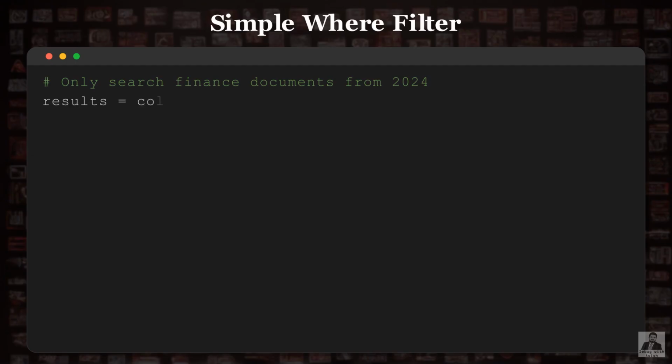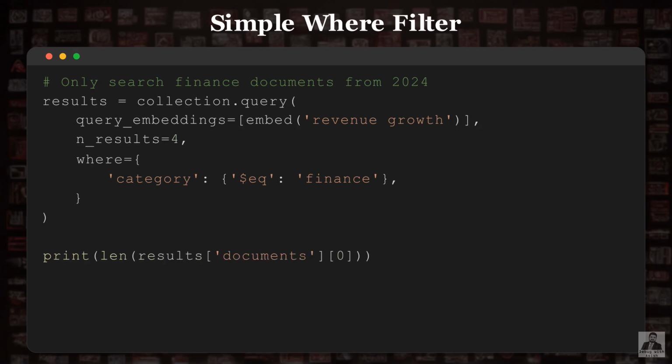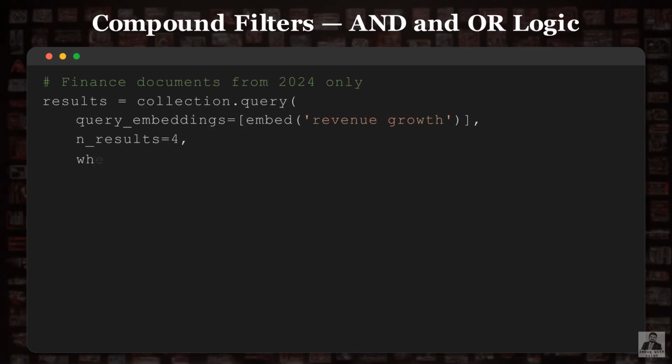A simple where filter is a dictionary passed to the query method. We use the $eq operator to match documents where category equals finance. Chroma evaluates this filter before running the similarity search. Only chunks tagged with the finance category are compared against the query embedding. The rest of the corpus is never touched. Chroma supports $eq for equality, $ne for not equal, $gt and $lt for numeric comparisons, and $in for matching a list of values. Compound filters combine multiple conditions using $and or $or at the top level.